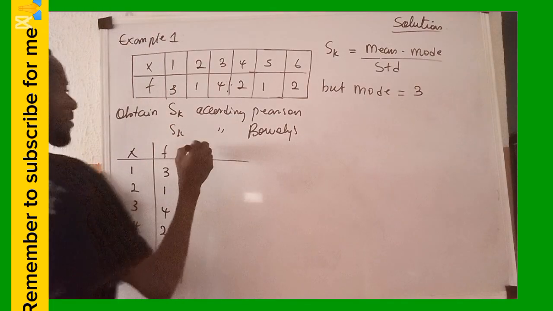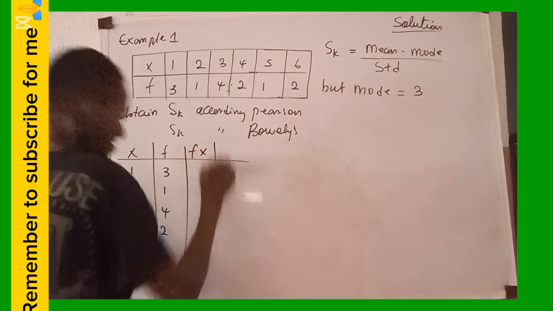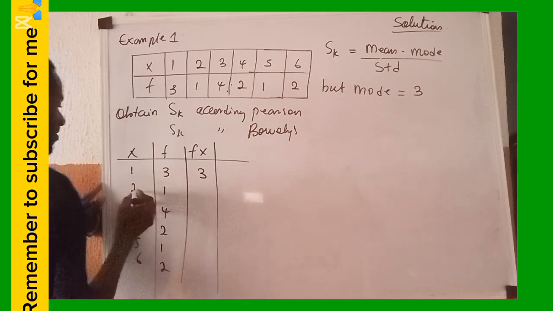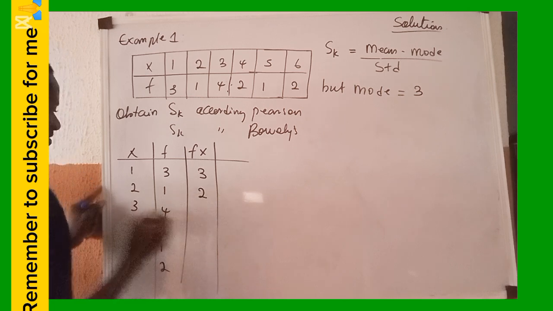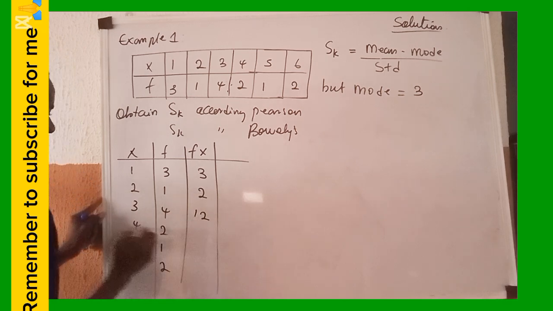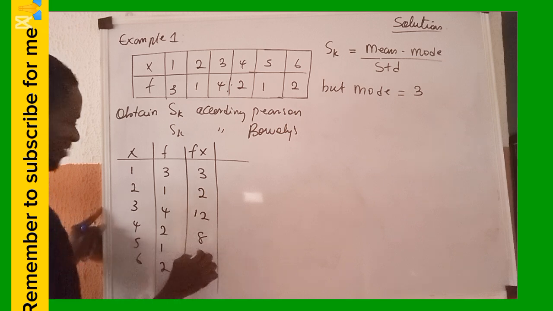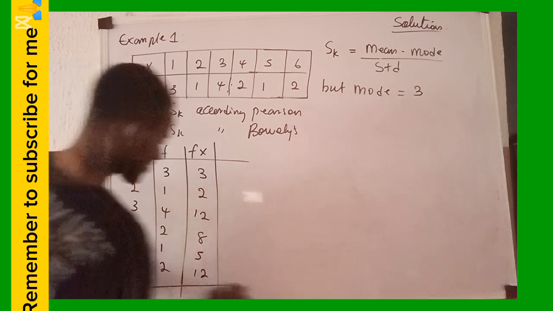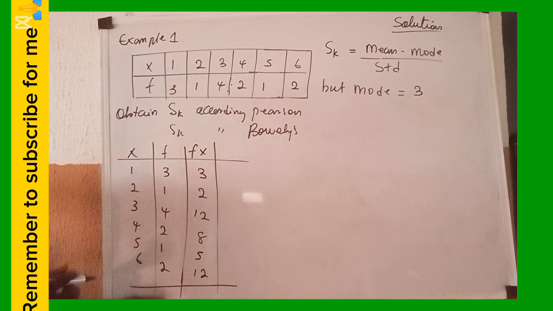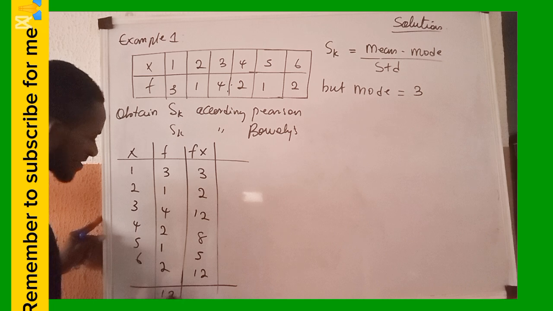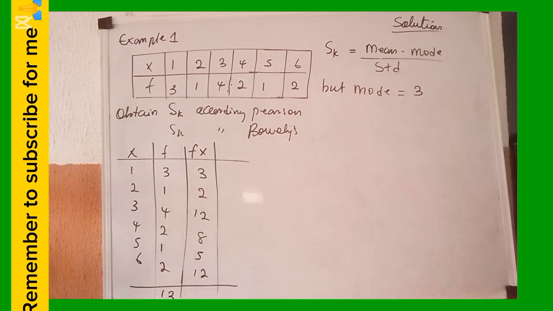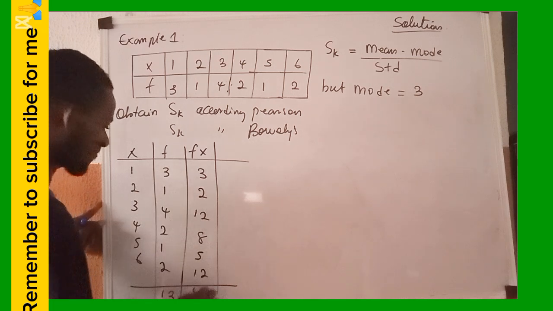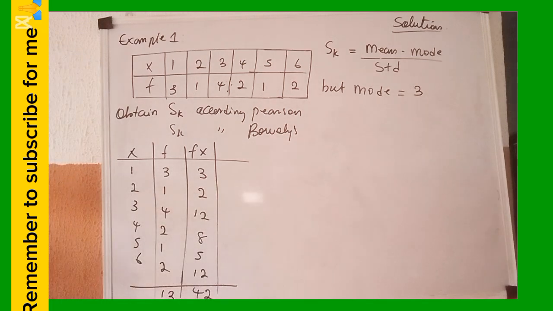So we now come here and we have something called fx. Now we are going to use this to multiply this. So 1 times 3 will give me 3. 2 times 1 will give me 2. 3 times 4 will give me 12. 4 times this will give me 8. 5 times 1 will give me 5. And this time this will give me 12. Then you underline so that you can sum. I summed this earlier and what I had was 13. I summed this earlier and what I had was 42. Here was 42. That was what I had earlier.